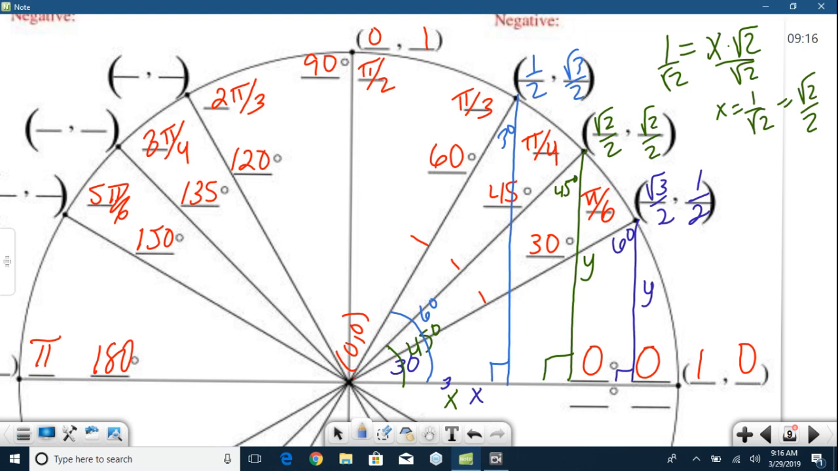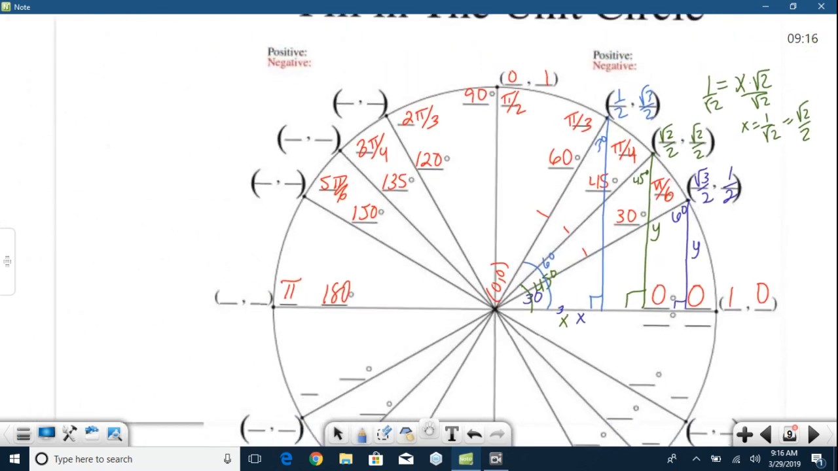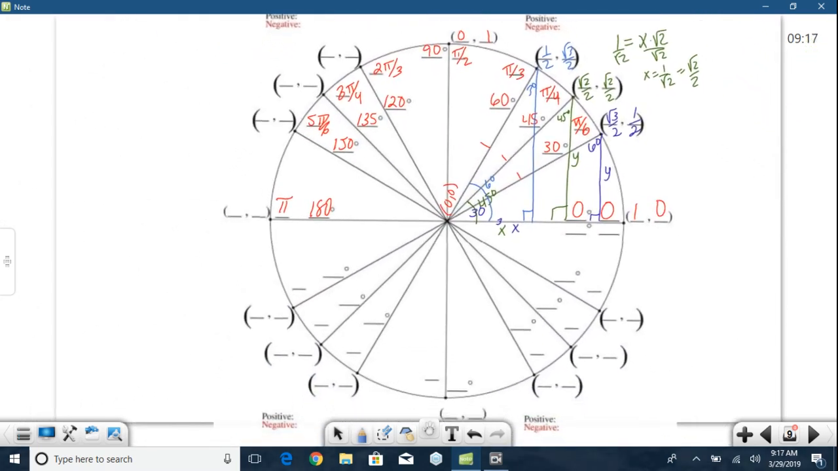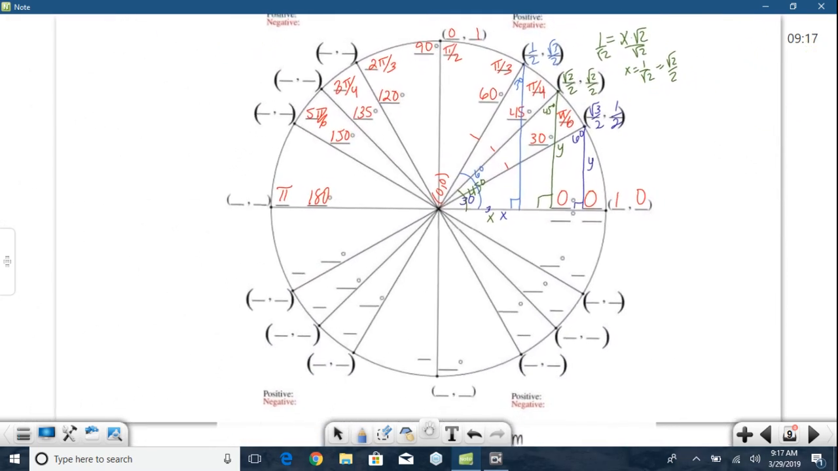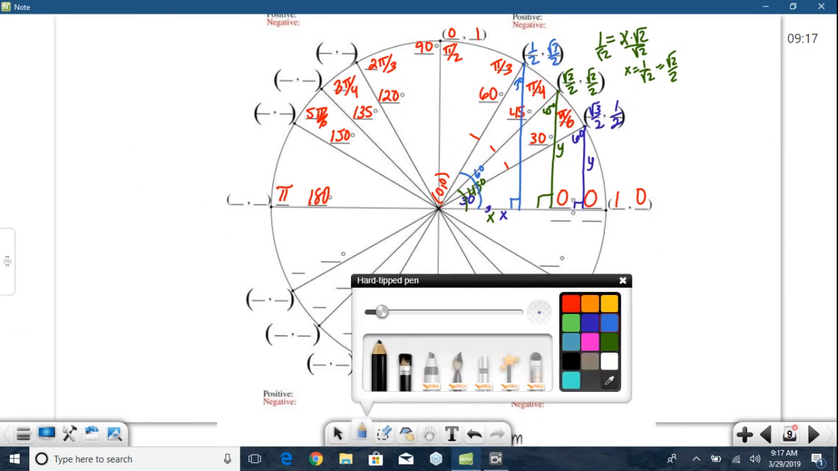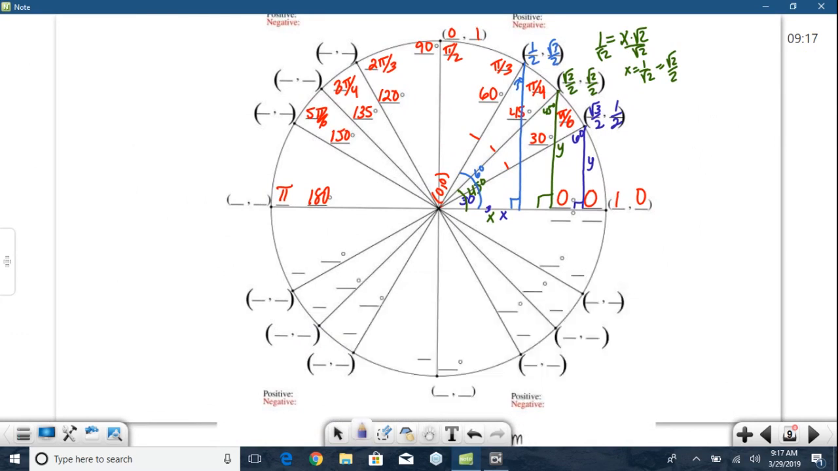All right. So now I can teach you how to find the rest of the coordinates on the unit circle. So I'm going to shrink this back down. Okay. Look, kind of small, but can everybody see that? Now this is about to be the easiest part of this process.